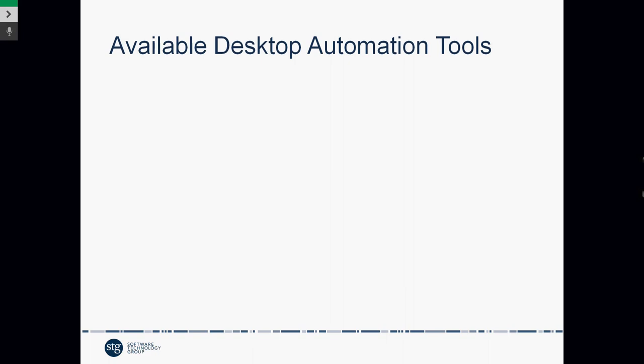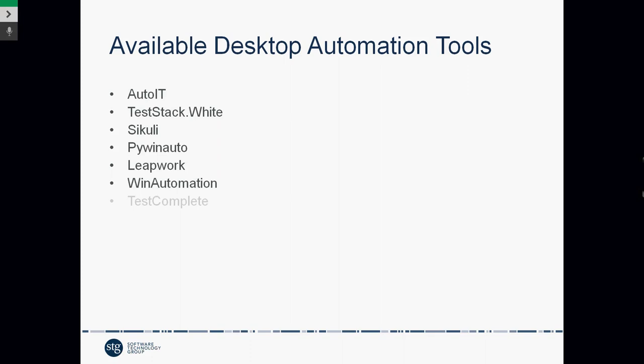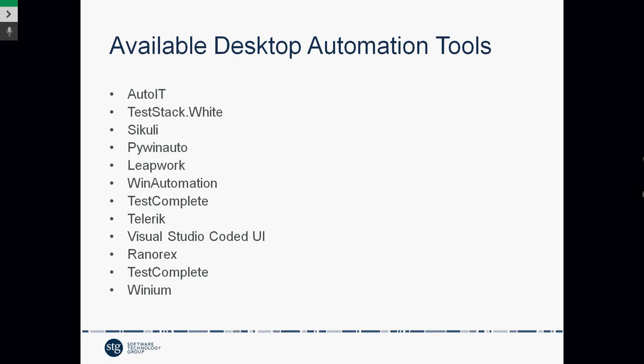Let's talk about desktop tools. AutoIT, I think a lot of people use this one. It's free. TestStack.White, Sakuli. Sakuli is for Windows. It records your XY coordinates. Works great if everybody shares a 1920 by 1080p screen, but if someone else has a 4K screen, it doesn't work very well. Telerik TestComplete, Coded UI, Ranorex, TestComplete. I have TestComplete twice. Interesting. I really like that product, I guess.